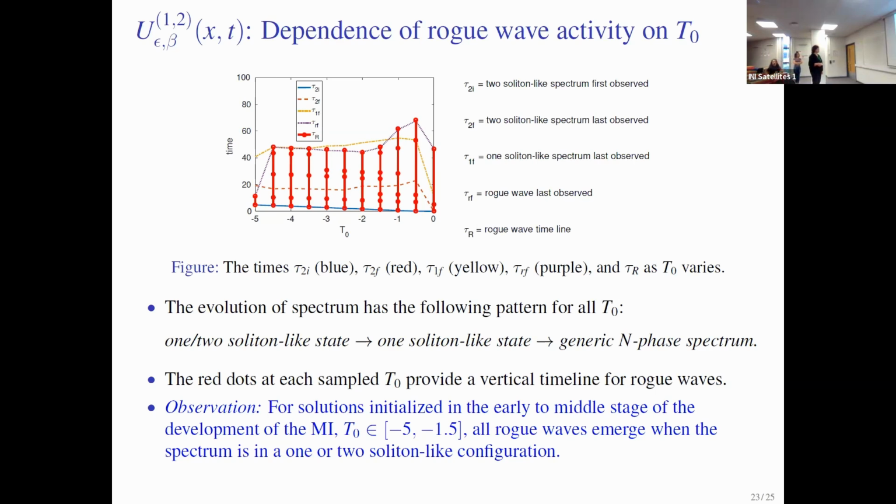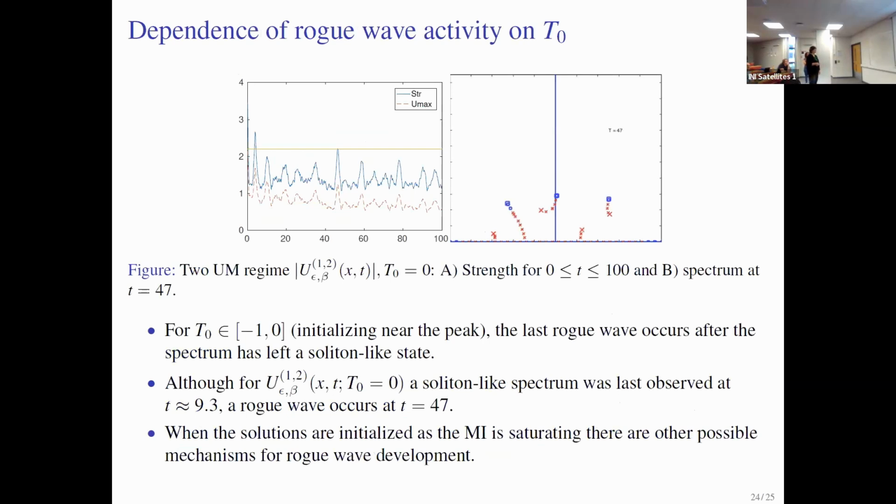And so what you see is that for the solutions that are initialized in the early to middle stages of the development of the modulational instability, the rogue waves are occurring when the spectrum is in a 1 or 2 soliton-like state. But that's not the case when you initialize as the modulational instability is saturating. In that case you will have a rogue wave very early on, but you will also have a rogue wave significantly after the spectra has left a 1 or 2 soliton-like state.